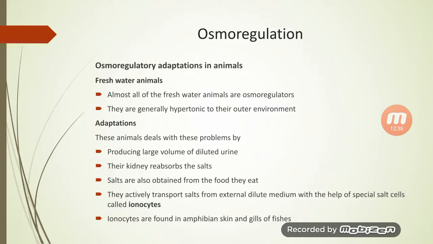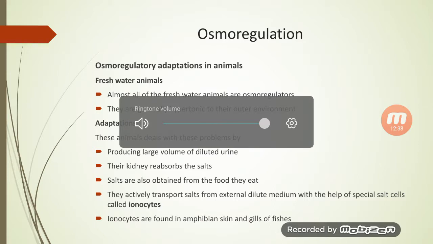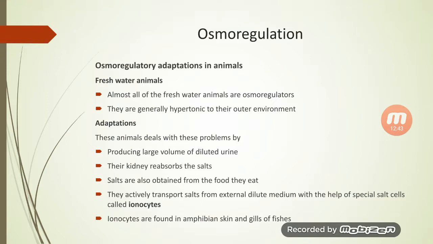Their kidneys reabsorb the salts. This is the adaptation that their kidneys have developed. Salts are also obtained from the food that they eat. So they specifically choose their food that contains a lot of salt, and they actively transport salts from the external dilute medium with the help of special salt cells which are called ionocytes.